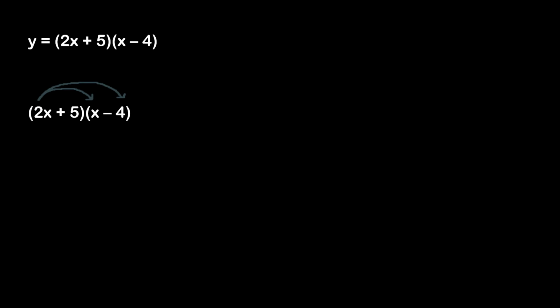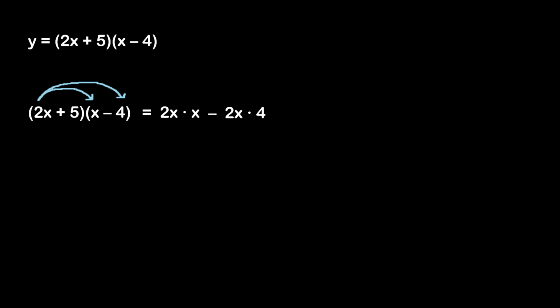In this case we have y is equal to (2x + 5)(x - 4). Again, that is the equation in factored form. I'll rewrite it again over here, and once again I'll put two blue arrows to indicate that we multiply the first term, which is 2x, by the two terms in the second pair of brackets, which is x and 4. So as a result we'll have 2x times x and 2x times 4.